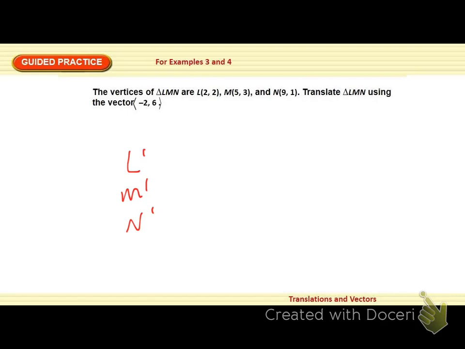Okay, so the component form of our vector is -2, 6. That means you're just going to subtract 2, add 6 to each of our points. So 0, 8 for L prime, 3, 9 for M prime, and 7, 7 for N prime. And that'll give us our new triangle.